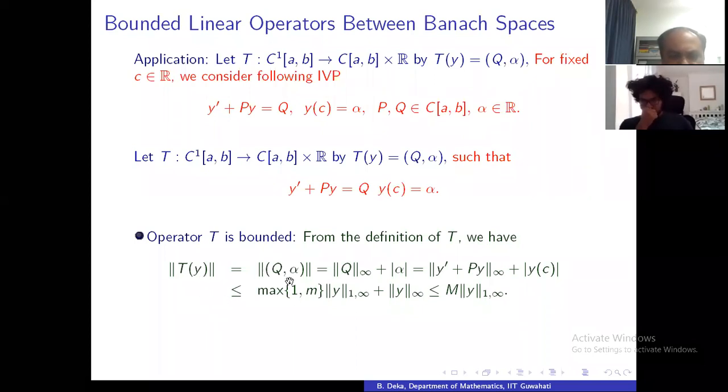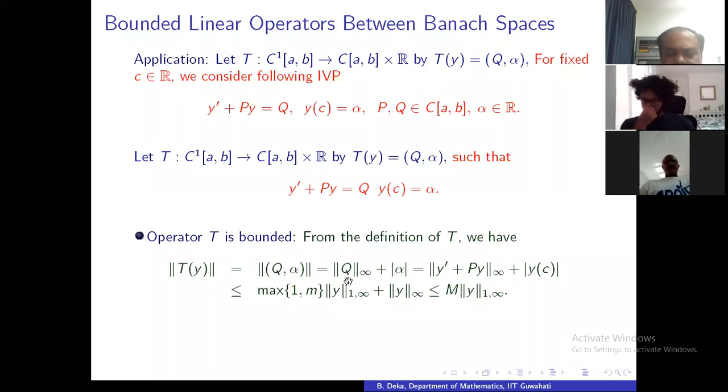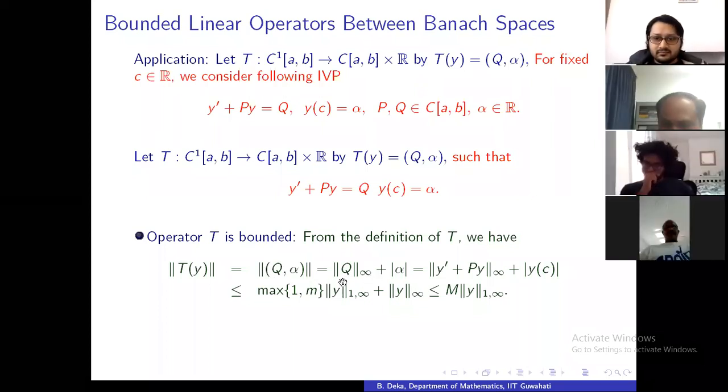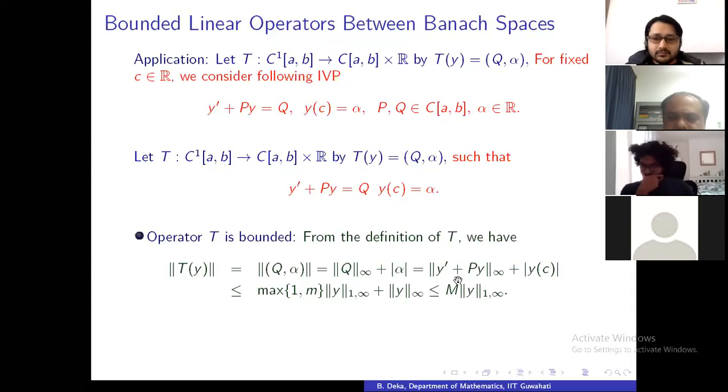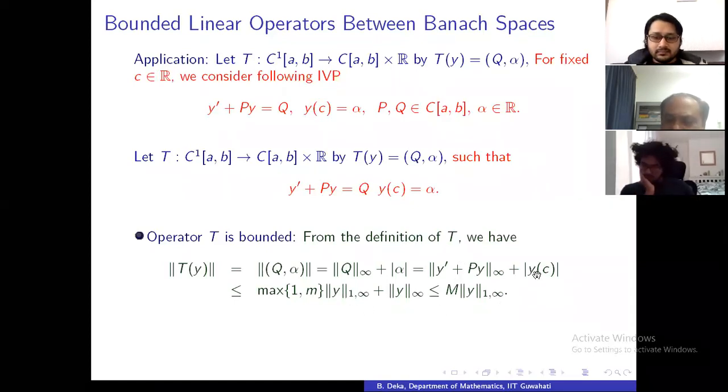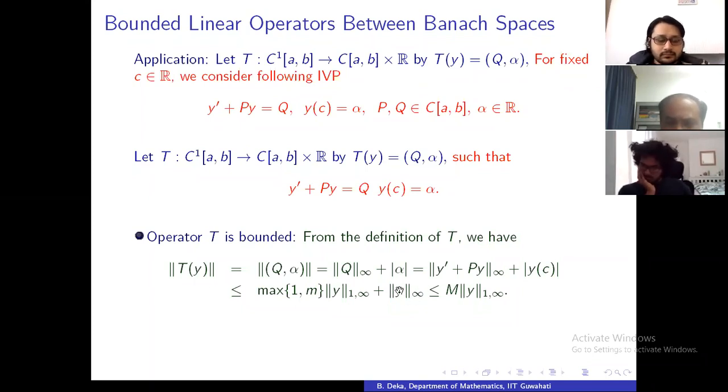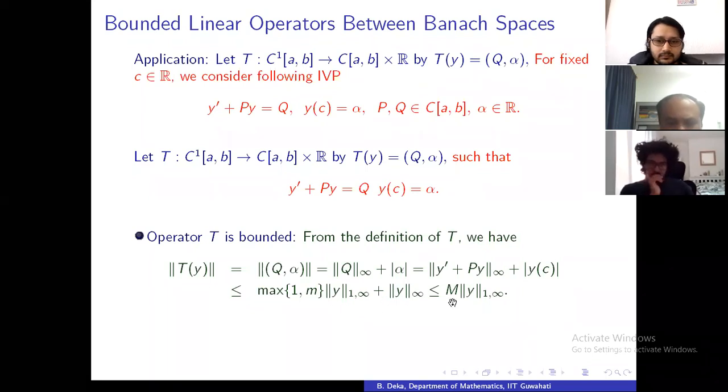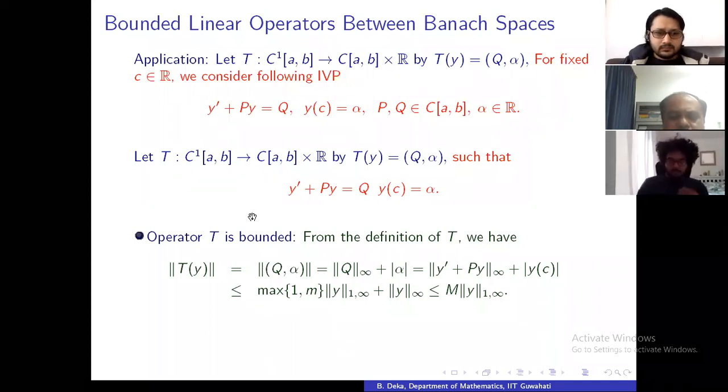So the norm of Ty is the norm of (Q, alpha). Again, in the product space the norm is defined by the infinity norm of Q plus the modulus of alpha. Again, Q is nothing but y' + Py, and already you have proved that this quantity is less than or equal to this quantity. Again, y(c) is nothing but the value of a function at a particular point, so obviously it has to be less than or equal to its maximum value. That maximum value you write as the infinity norm. Ultimately, combining all those, the norm of Ty is less than or equal to M times the norm of y in C1. So this map you are writing for the initial value problem, T, is a bounded linear map between two Banach spaces C1 and C2.